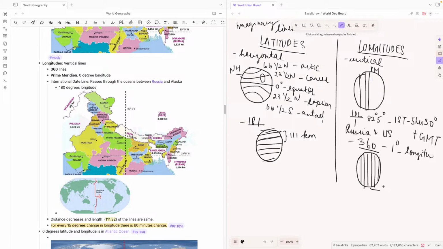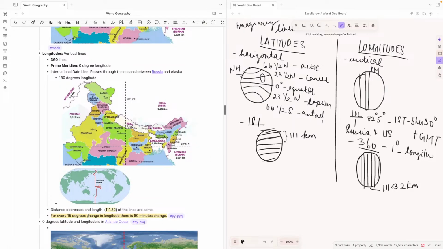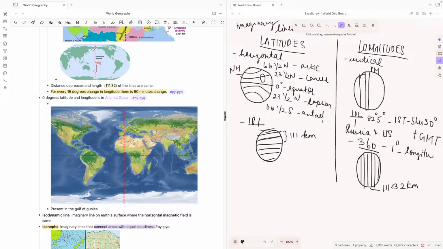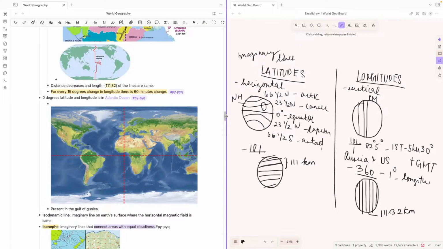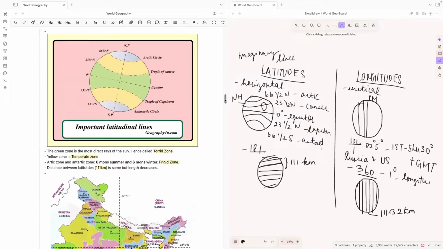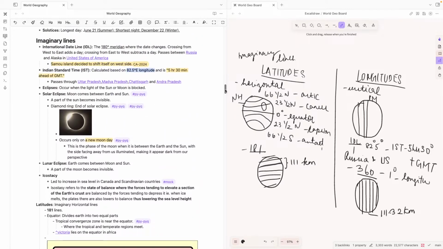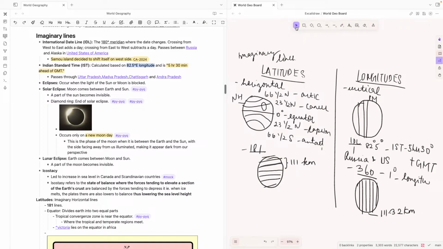The length of each longitude is 111.32. For every 15 degrees change in longitude, there is a 60-minute change, 1 hour change. The 0 degree longitude and latitude meet in the Atlantic Ocean. There are other quick concepts that we can see. We have eclipses.